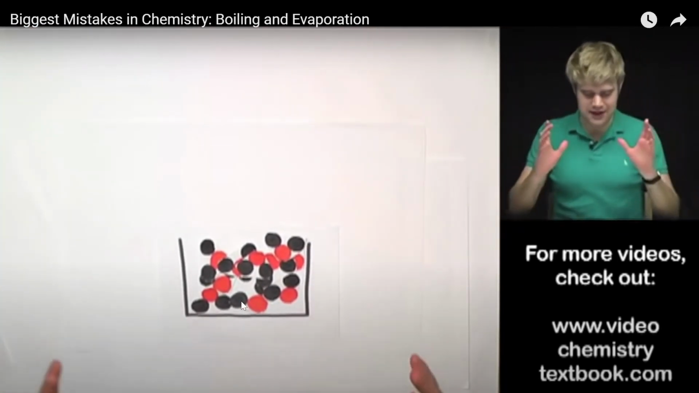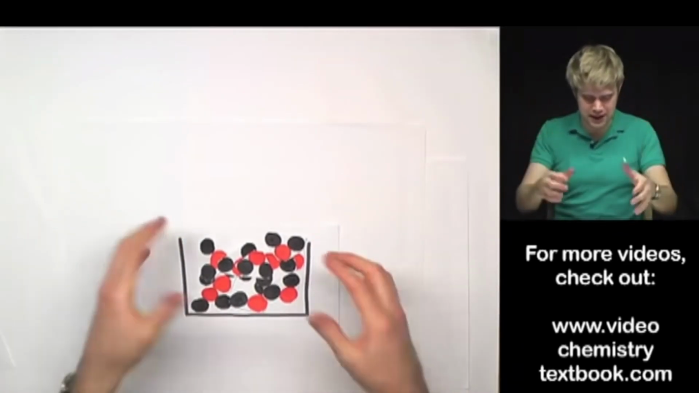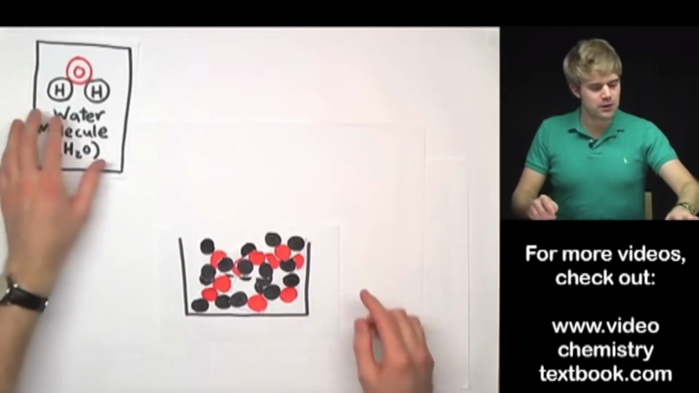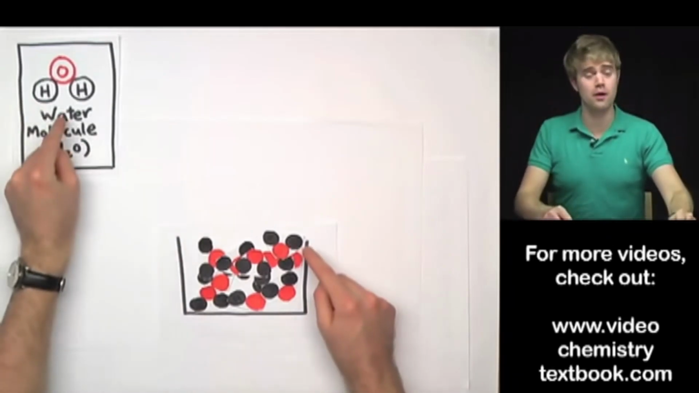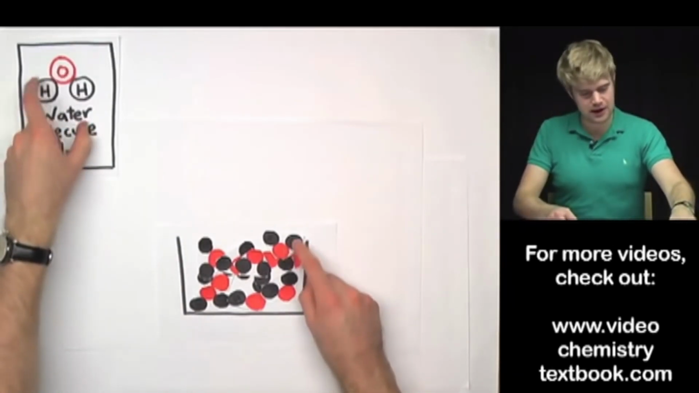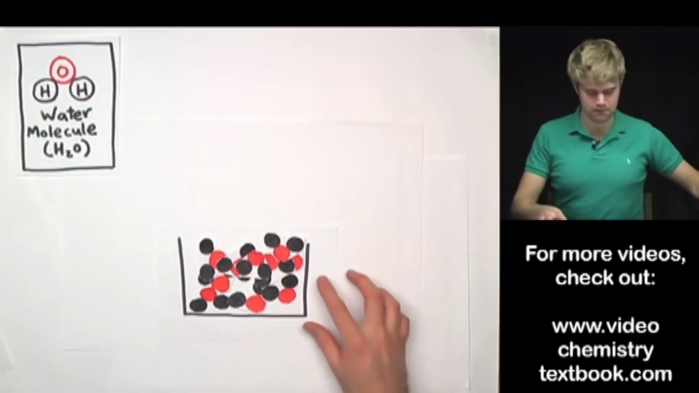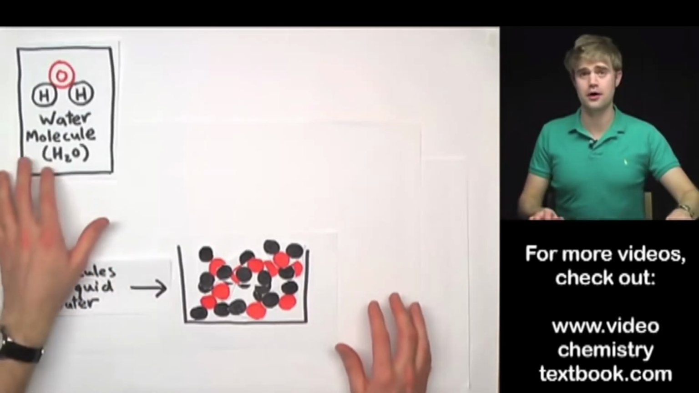So here is a very tiny glass of water. Well, it's a tiny glass of water that we've zoomed in zillions and zillions of times so we can see what makes it up. And what we see is that this glass of water is made of all of these water molecules. One oxygen atom connected to 2 hydrogen atoms. That's why we call it H2O. So our glass here contains lots of molecules of liquid water.